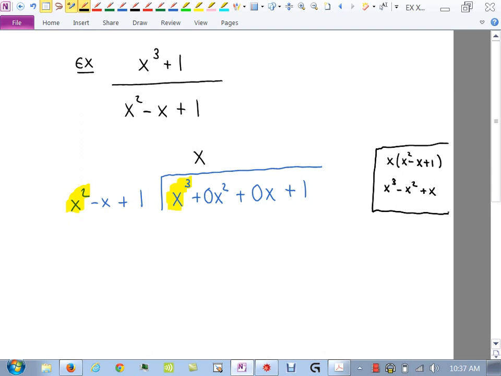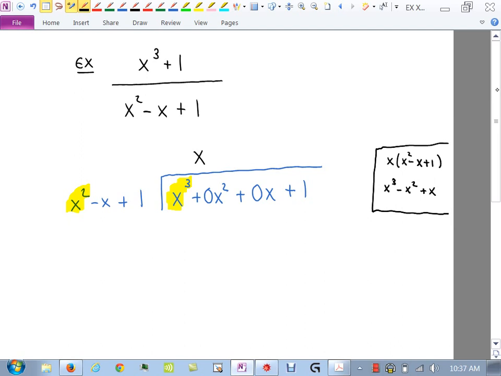Okay, so that's that. You understand what I did over here? I'm going to do that x times out here. So that's my x times the divisor. And then I distribute the x through. I get x cubed minus x squared plus x. I'm supposed to put that underneath, right?